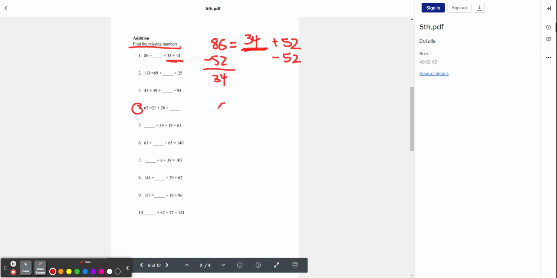Let's try 4. 65 equals 28 plus 28 plus 21 plus blank. So we're first going to add 21 and 28. And when we do that, we get 49 plus blank. Just like 1, we're going to subtract both sides by 49, in order to find blank, and that is 16.